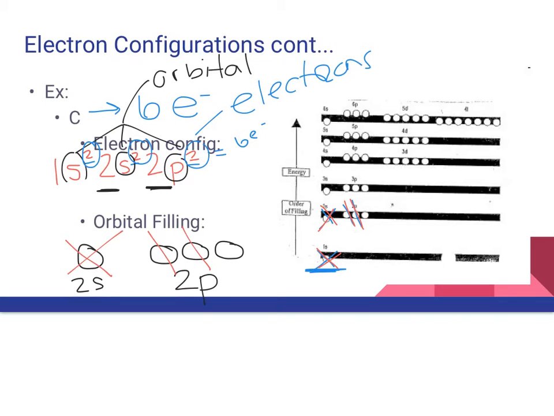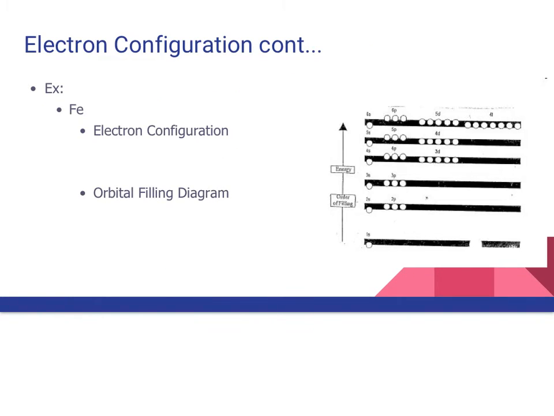All right, let's look at another example. Here we're going to do the electron configuration for iron. Again, before we write out the electron configuration, the first thing we have to do is determine the number of electrons. If I locate iron on the periodic table, I can see iron has an atomic number of 26, which means there are 26 electrons in this atom.